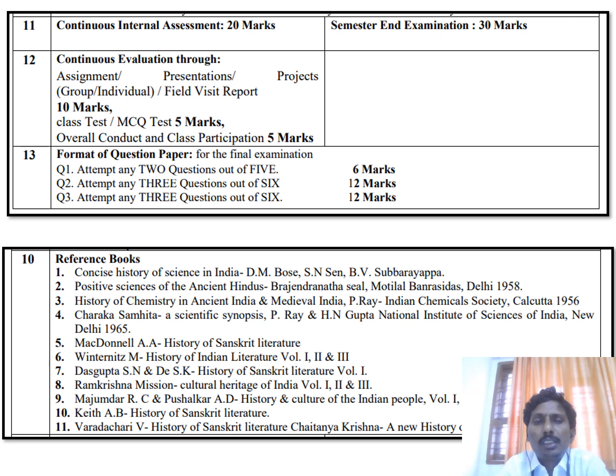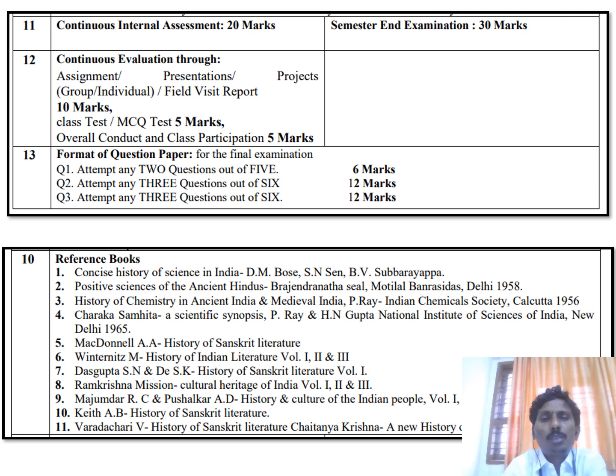is that there are three questions. In the first question, attempt any two out of five. In question 2, attempt 3 out of 6. Attempt 3 out of 6 in question number 3 also. In question number 1 there are questions of 3 marks each. Two questions you have to solve out of 5 and we get 6 marks.